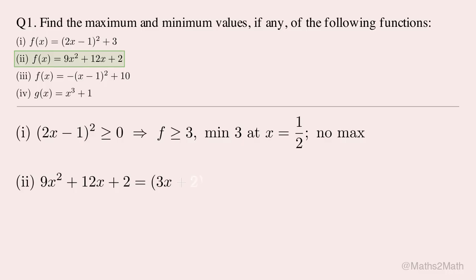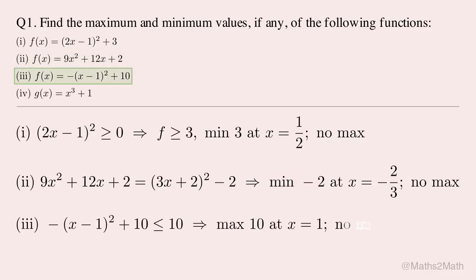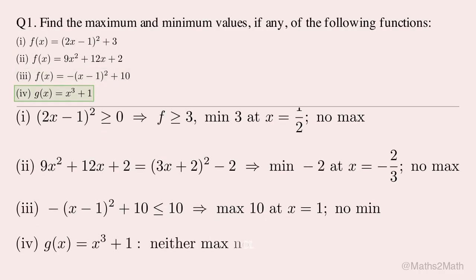Part 2, complete the square as (3x plus 2) squared minus 2. Minimum minus 2, at x equals minus 2/3, no maximum. Part 3, the negated square makes 10 a maximum at x equals 1, with no minimum. Part 4, the cube runs from minus infinity to infinity, so g has neither a maximum nor a minimum.